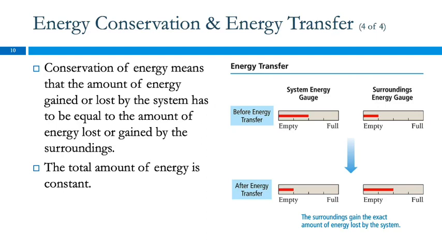So we can look at energy gauges here, like gas gauges in a car. So here's the system energy gauge, and it's half full before this transfer occurs, and here's the surroundings, everything else, and this is a quarter full. And so in the process of energy transfer, some energy is transferred from the system to the surroundings. And so now the system is a quarter full and the surroundings is half full. Because the energy that's lost by the system is gained by the surroundings.